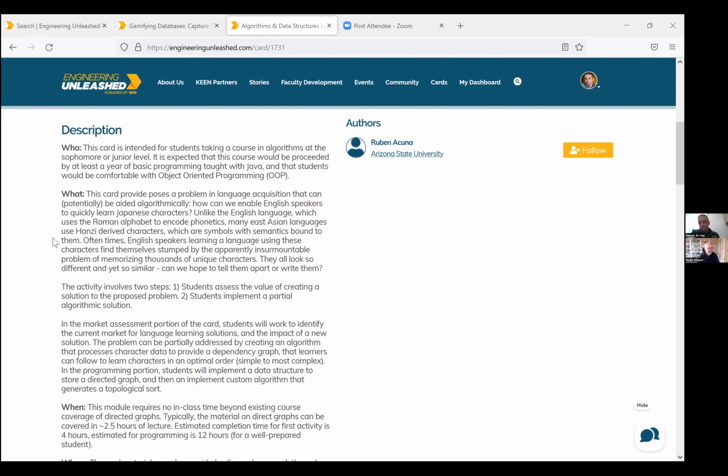Yeah. So I'm wondering, maybe we can even share this information with Dr. Acuna, this playback, after the recording is up on the Engineering Unleashed website. Yeah, definitely. That was an amazing card, and I would recommend all data structures and algorithms instructors to look at it and see how they can use it. It's very easy to use, an interesting part of the curriculum, and students are going to like it. Yeah, that's wonderful. Well, maybe we could switch gears to the other card and talk a little bit about that one next.